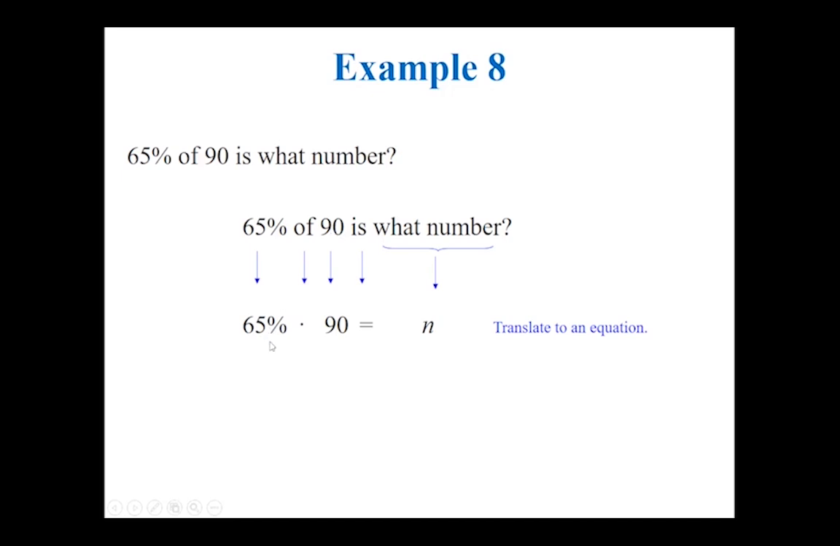Next step, since we're going to go ahead and find the number, we need to do math. 65% must become 0.65. And then 0.65 times 90 is 58.5. So n is 58.5.